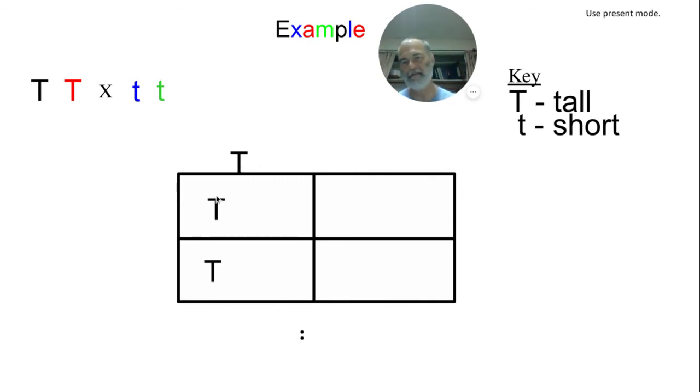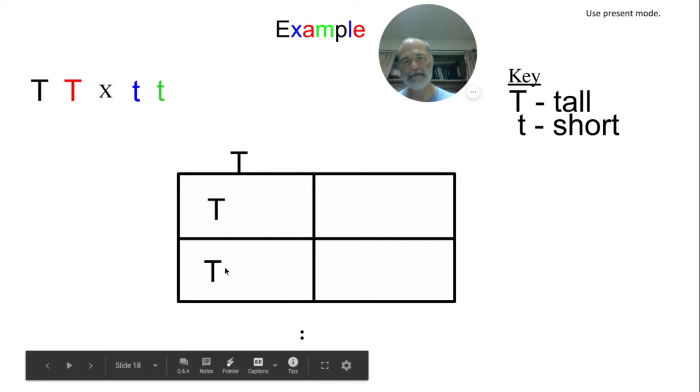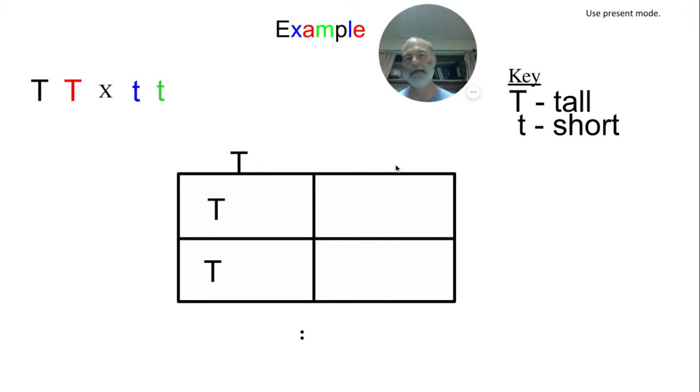So that black T then fills down into these two boxes. These are the possibilities of what the kids' traits might be. The second T, the red T, goes across that box and fills in below just like the black T did. So that's the first parent. It goes across the top and its letters fill in down. The second parent, the little t, the blue T fills in here and fills in across. The green T fills in here and fills in across.